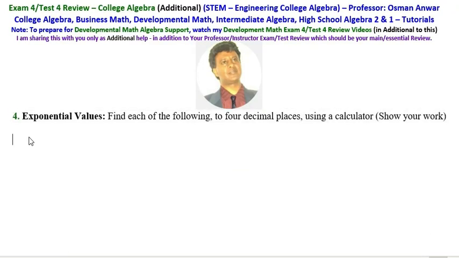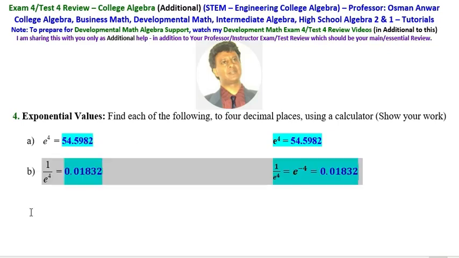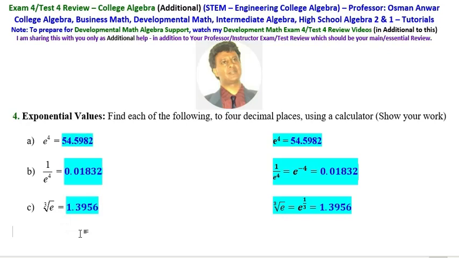Number 4 is exponential values. Find each of the following to 4 decimal places using a calculator. A, e to the 4, which is equal to 54.5982. 1 over e to the 4, which is e to the minus 4, which is 0.01832.